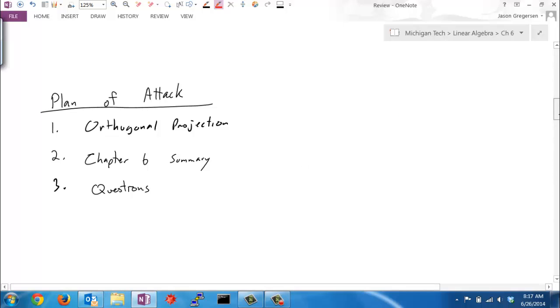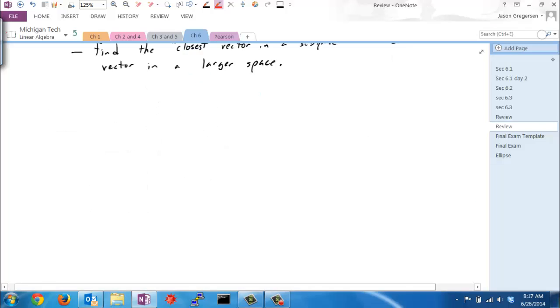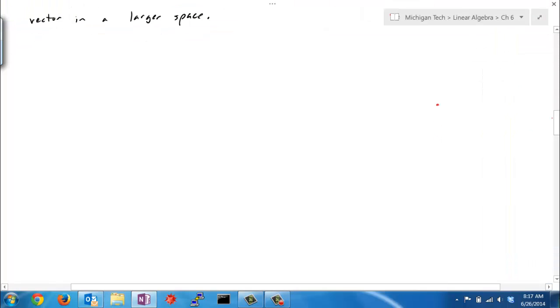So we'll start here with the idea of orthogonal projection. I'm not having much luck with my technology here.